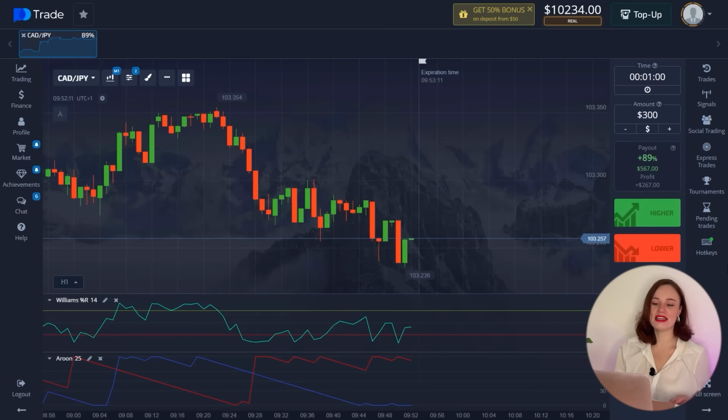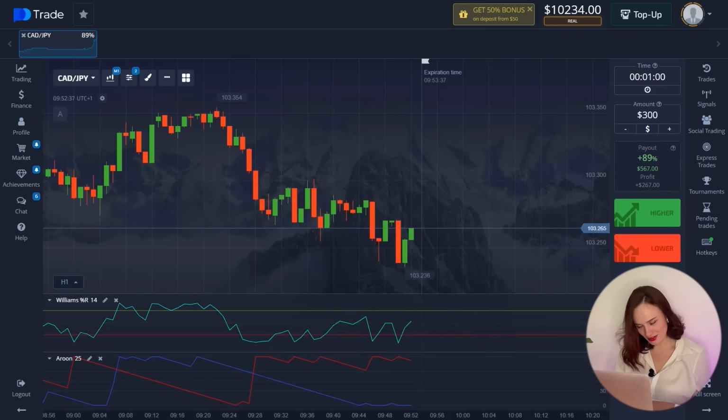So let's say you know that the average volatility of the Canadian dollar Japanese yen pair is 94 points. Question: if the price has gone up 90 points since the beginning of the day, is it worth opening a deal to increase? The answer will be obvious. We shouldn't do this because the probability that the price will pass some more points is too small. Therefore, it's not worth opening a deal for an increase, and on the contrary, you will pay attention to the bearish direction.